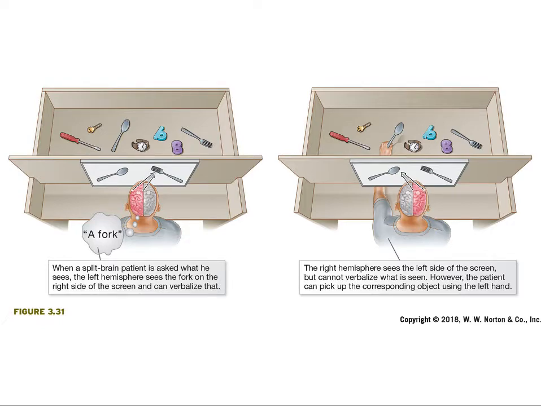Here's an example of a split brain experiment. It's the left hemisphere versus the right hemisphere. When a split brain patient is asked what he or she sees, the left hemisphere sees perhaps the fork on the right side of the screen and can verbalize that. The right hemisphere sees the left side of the screen but cannot verbalize what is seen. However, the patient can pick up the corresponding object using their left hand. They know it's there but can't process it.